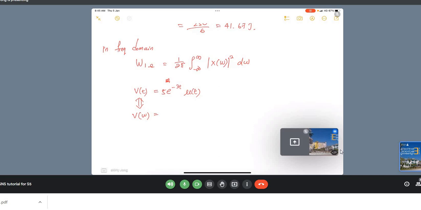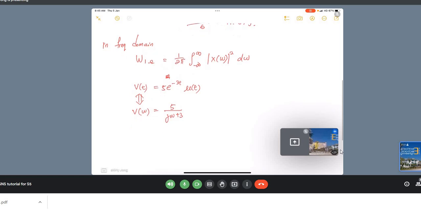From the time domain change to the frequency domain. You still remember? You use the Fourier transform pair table. Class? Remember. So it's 5 divided by j omega plus 3. So that is the V(omega) you transform from the v(t). Okay?